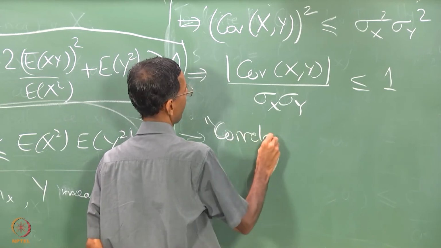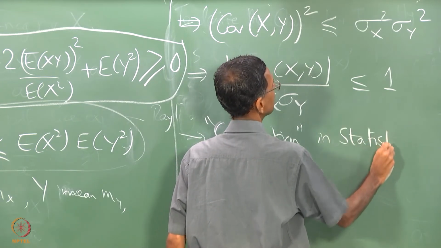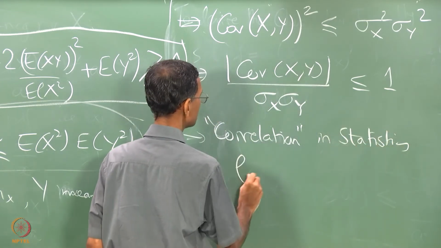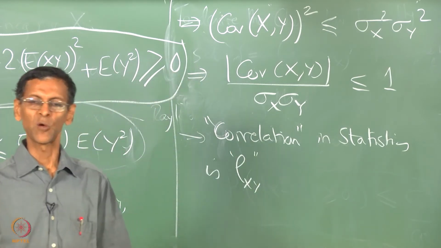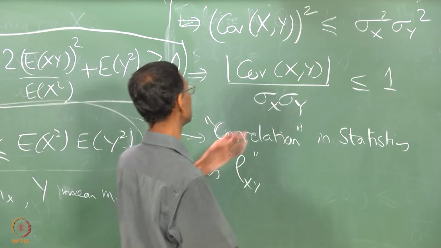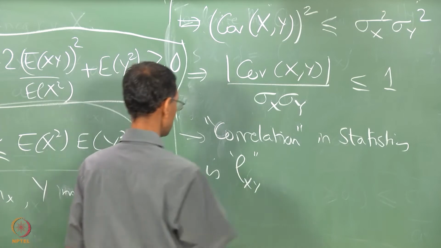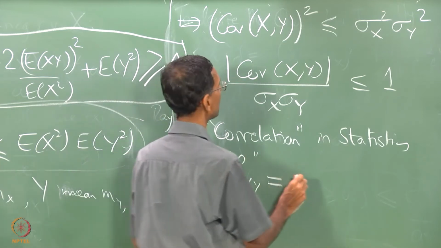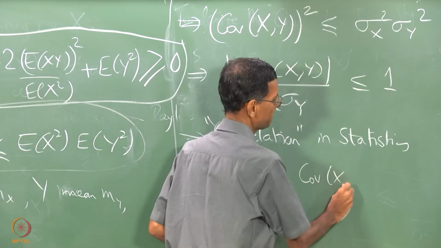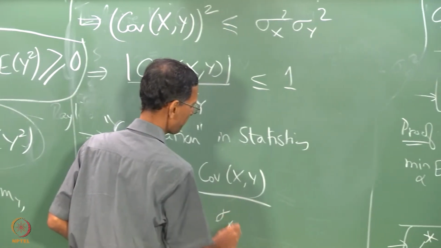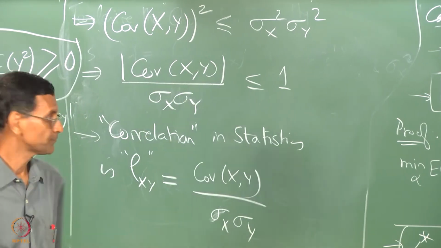Correlation in statistics is this quantity, this rho xy, which we can also call the correlation coefficient, which seems to be again a term used in signal processing. It is basically this rho xy, the covariance without the mod, covariance of xy normalized by the product of the standard deviations.